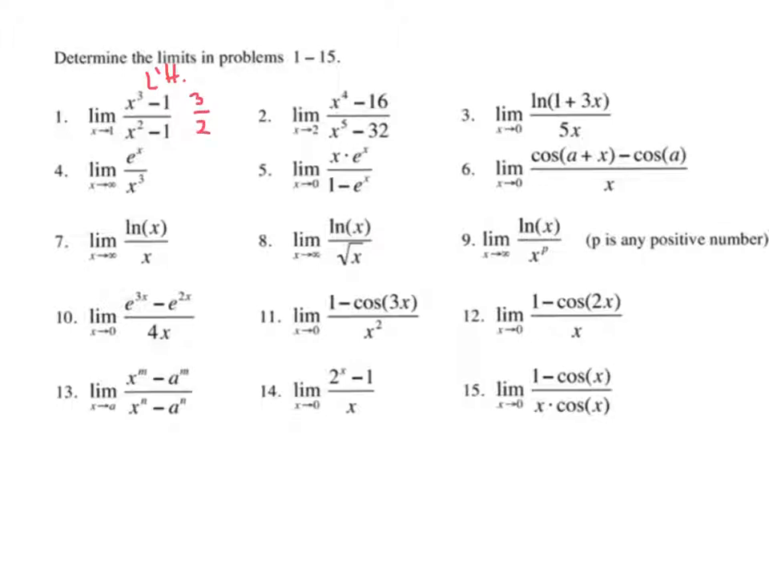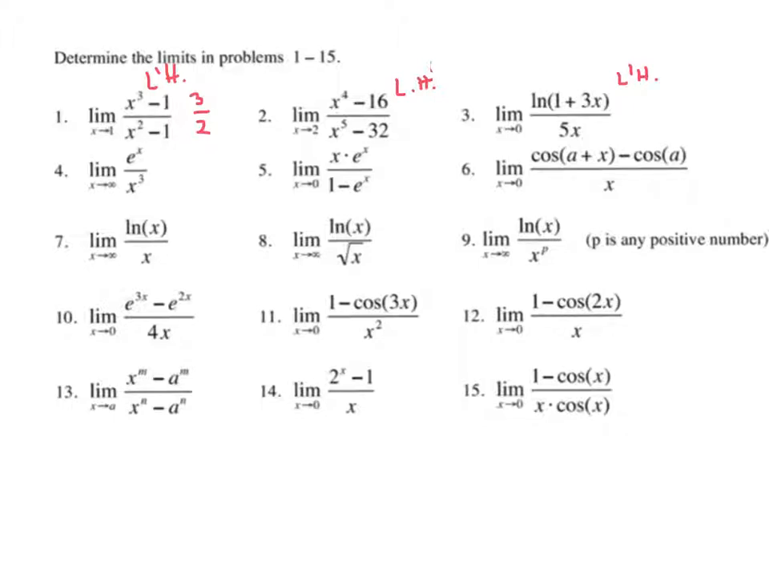Okay, let's go over. If you plug in 2 to the 4th minus 16 over 2 to the 5th minus 32, again, you would just use L'Hopital's rule because it is an indeterminate form of 0 over 0. This next one: 1 plus the natural log of 1 is 0 over 5x, or 5 times 0. So it is also a L'Hopital's rule problem.